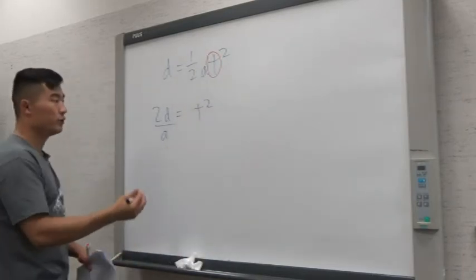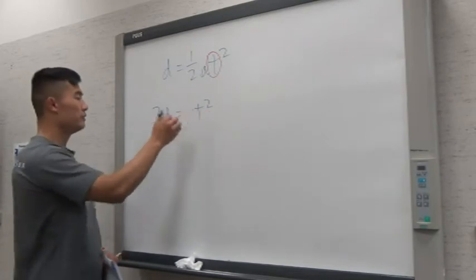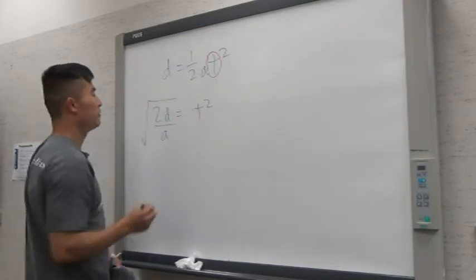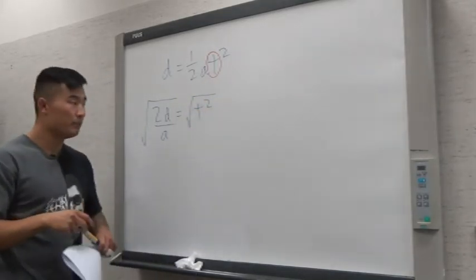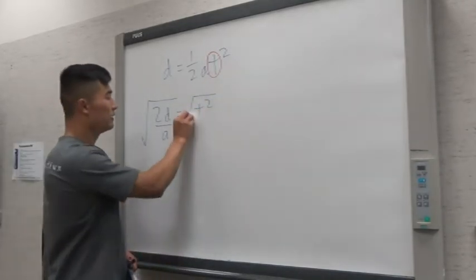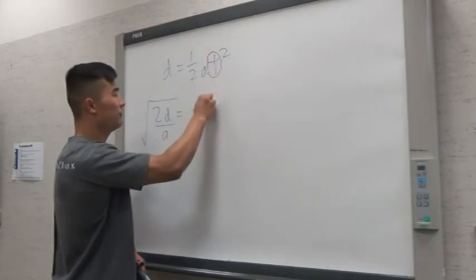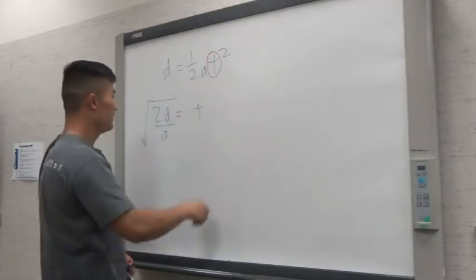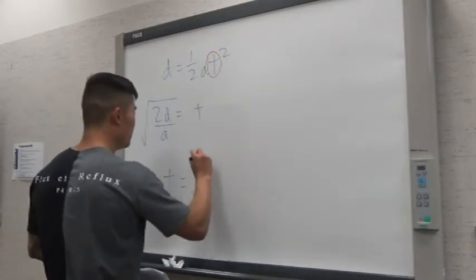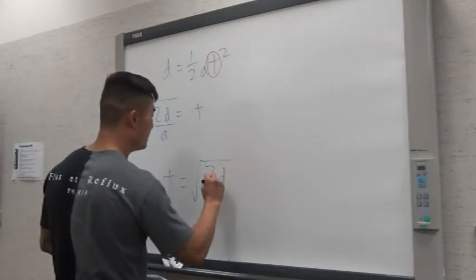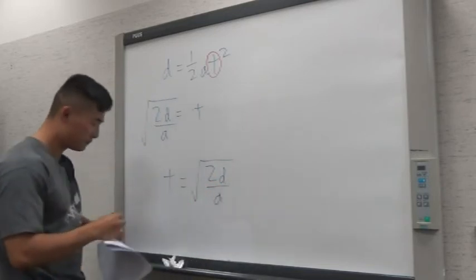t squared. In order to get rid of the square, we can take the square root of both sides. The square root of a squared number is just itself, so that means now we just have t on its own, and t is equal to the square root of 2d over a.